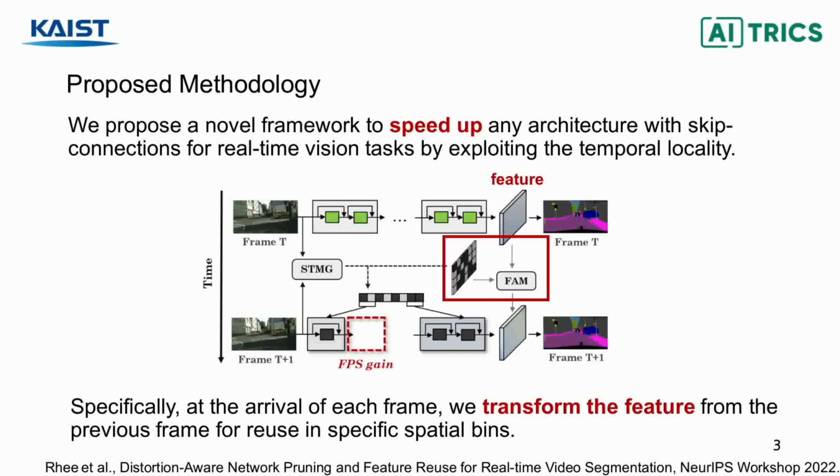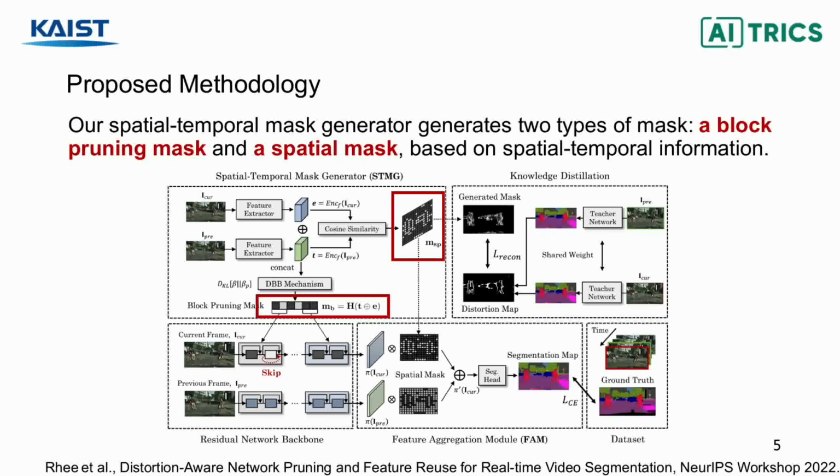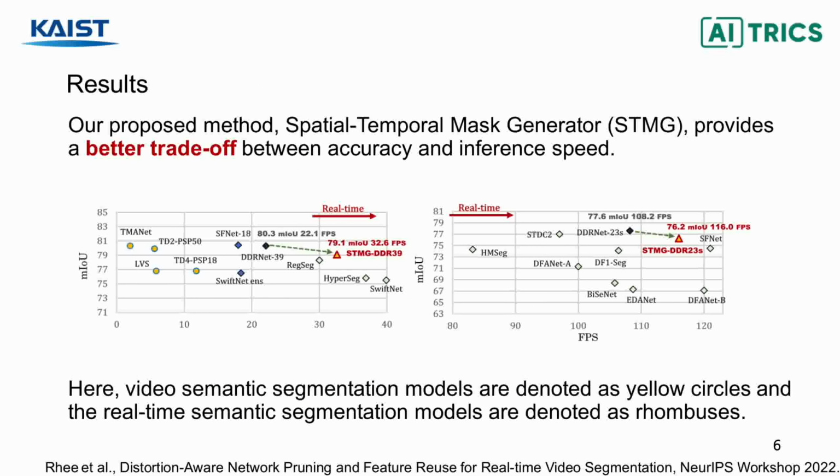First, we transform the feature from the previous frame. Then, we perform partial computation of the backbone network, and this is done by dynamically dropping residual blocks based on interframe distortion. And our method generates two types of mask, a block pruning mask and a spatial mask. And our method provides a better trade-off between accuracy and the speed.